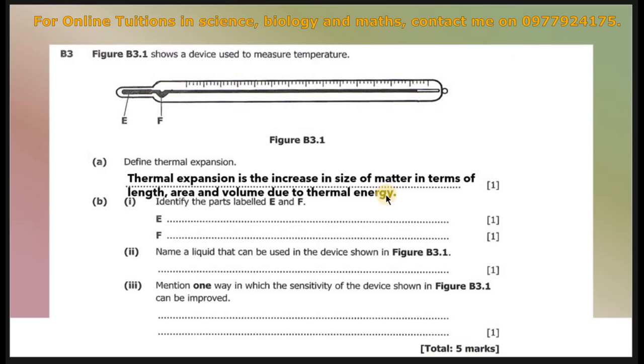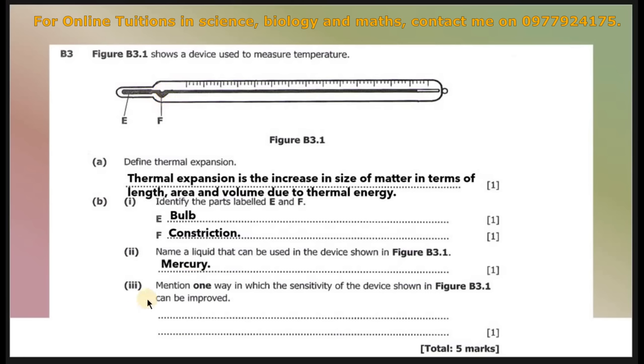When you heat something, it expands. That thermal expansion is the increase in size of matter in terms of length, area, and volume due to thermal energy. Okay, then in B1, they're saying identify the parts labeled E and F. So this part labeled E here should be the bulb. Then F here is a constriction. Okay, then name a liquid that can be used in the device shown above. In this case, the liquid that can be used will be mercury.